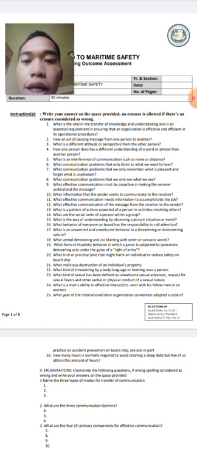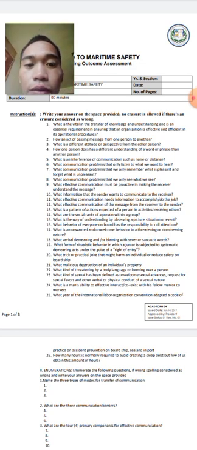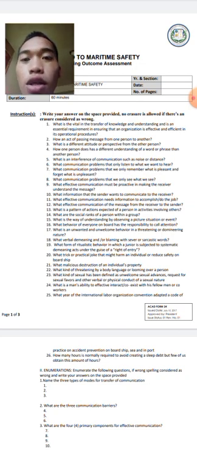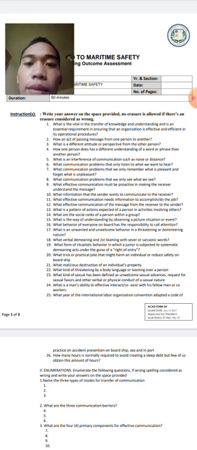So what is number 3? What is a different attitude or perspective from one person? So a personal attitude and a social attitude, that is the difference. And number 4, how one person has a different understanding of a word or phrase than another person. My answer for this is semantic. They have a semantic different understanding of a word.